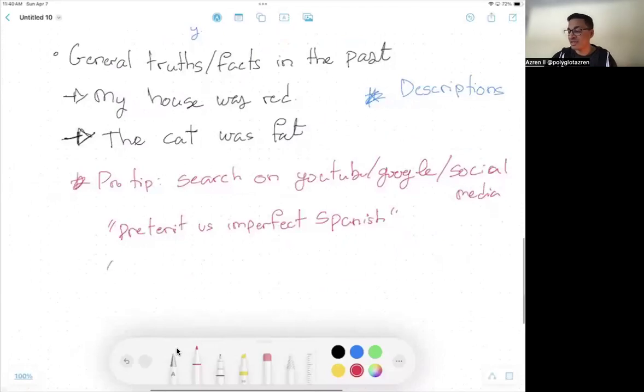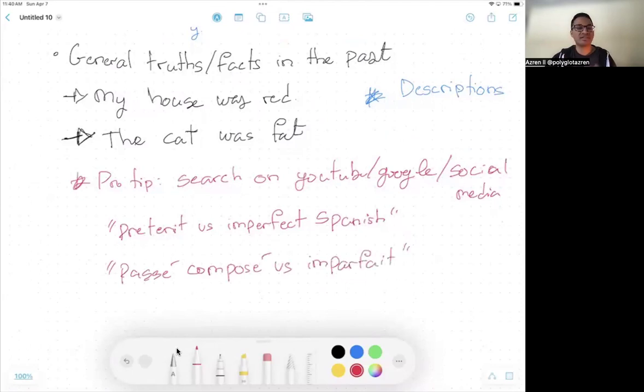You can also do the same with French. If you search in French, passé composé versus imparfait, there are lots of videos with lots of people explaining it in different ways, and it's the exact same concept.